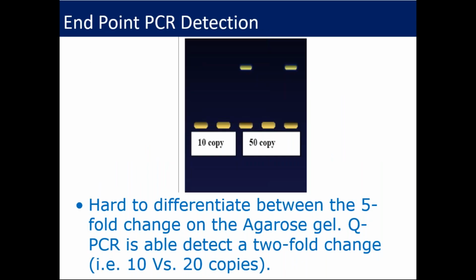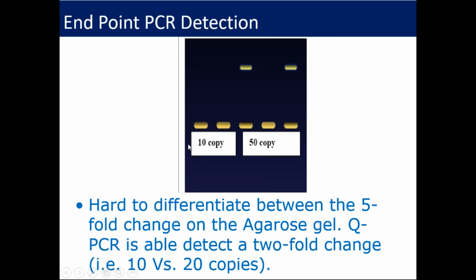And in PCR, we do what is known as endpoint. That means I'm looking at the DNA at the end of 30 or 35 cycles. And this tends to be a little bit on the saturation side, and it is very good for qualitative analysis. If you look at this figure, it shows that even if you have 10 copies of the gene and 50 copies of the gene, you cannot differentiate between the two.